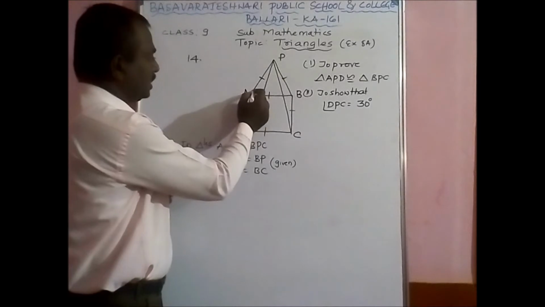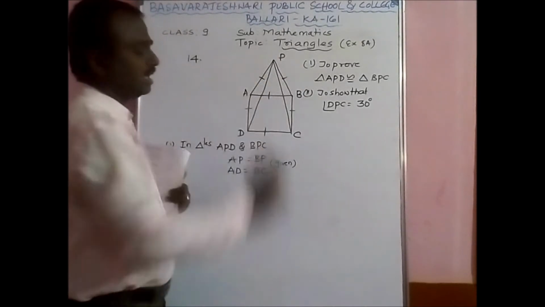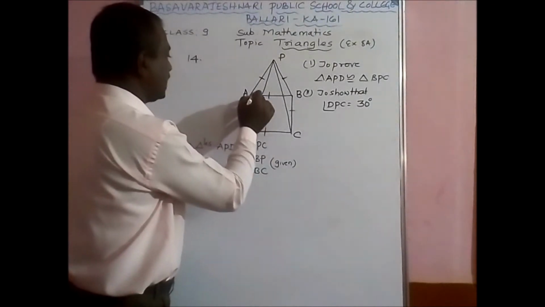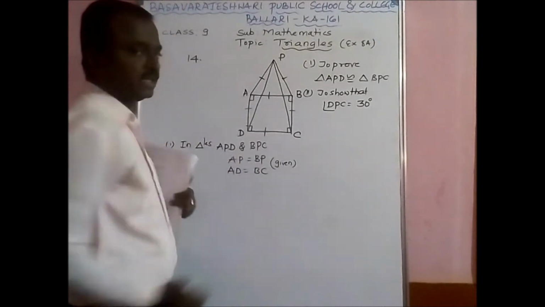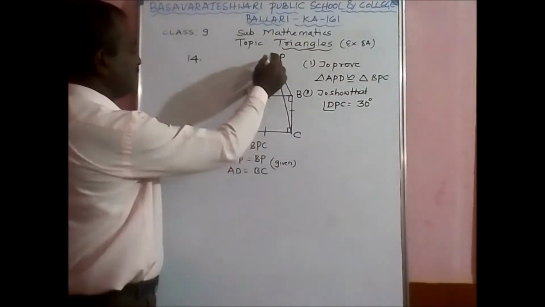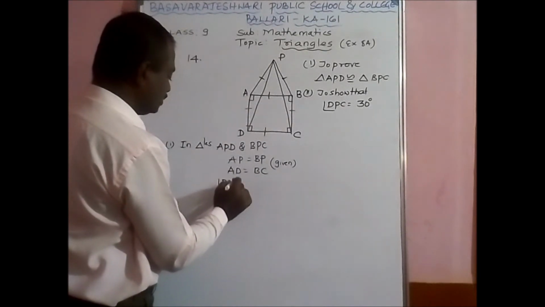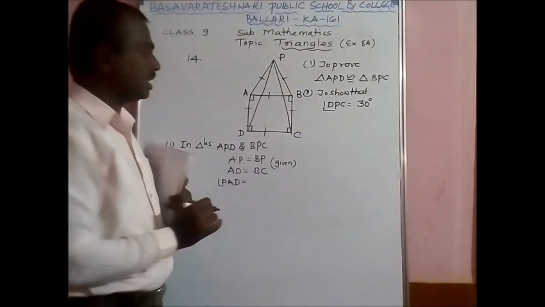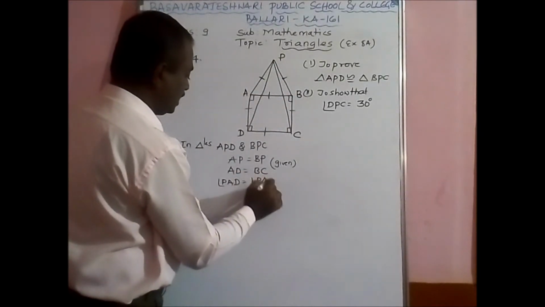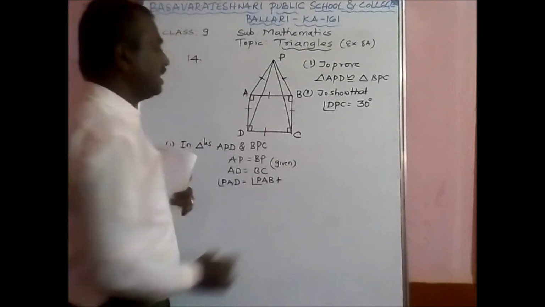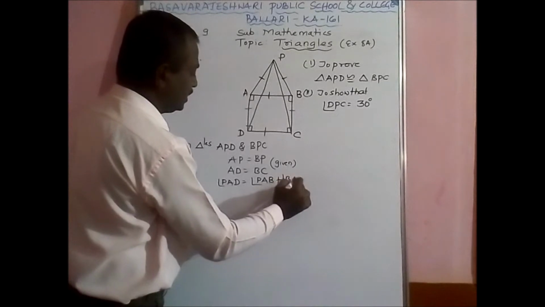Now, I want to prove that these two angles, angle PAD and angle PBC, are equal. It is a square, therefore all the angles will be equal to 90 degrees, isn't it? First I will take the triangle PAD. Angle PAD includes two angles. What are the two angles? Angle PAB is the first angle plus angle BAD is the second angle, isn't it?